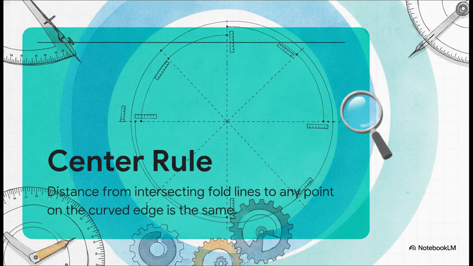And through that simple folding activity, we establish a golden rule of geometry, the center rule. It basically states that the distance from that center intersection point we just found out to any point on the curved edge is always exactly the same. You could take a ruler and measure from the center to the top, the bottom, left, right. It will never change. That uniform distance is the very defining characteristic of what makes a circle an actual circle.